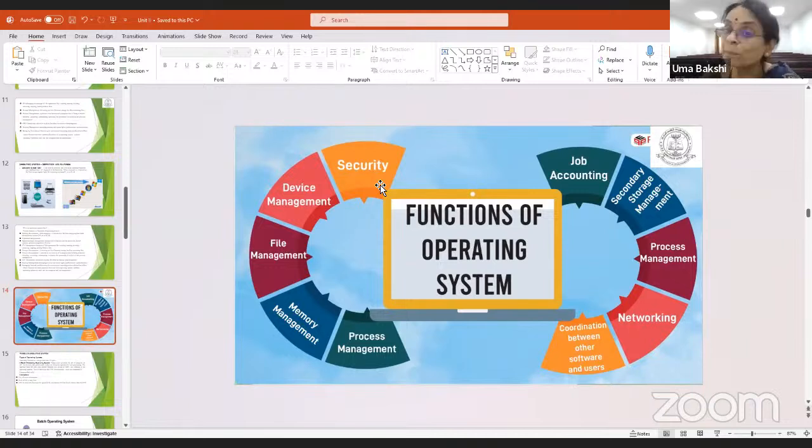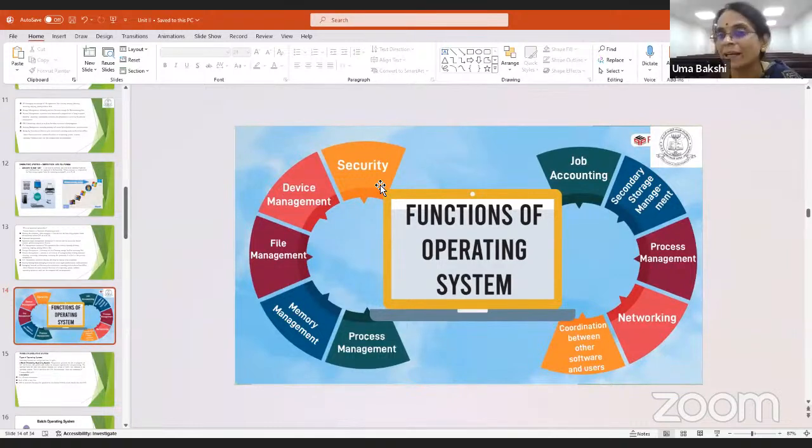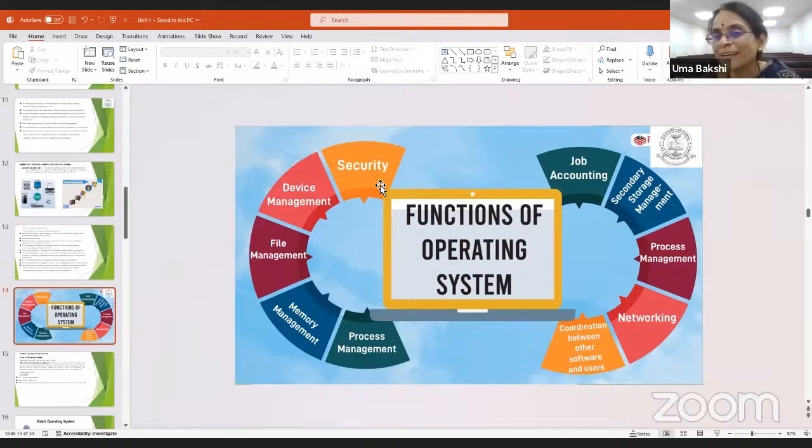Then process management. It is excellent process management. If you put it to sleep, it will work, but when you open that, it will automatically be ready with whatever you are asking it to do. Then job accounting, then secondary storage management, process management, networking. Our networking is good. That's where I was able to connect to you all. Correct or not? So networking, then coordination between the software and the users.